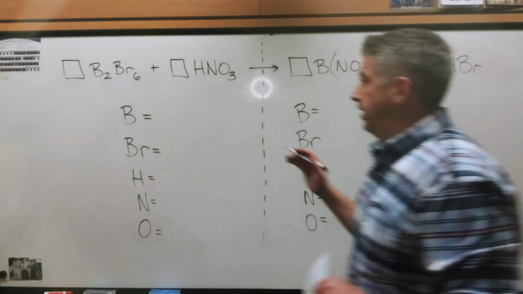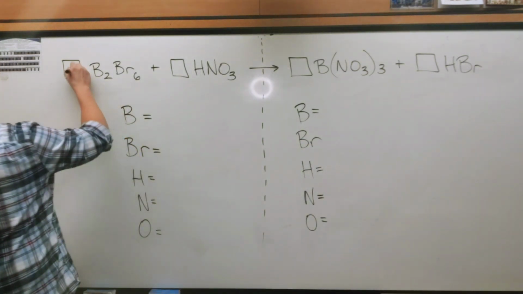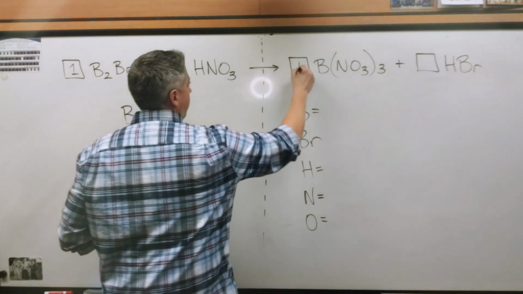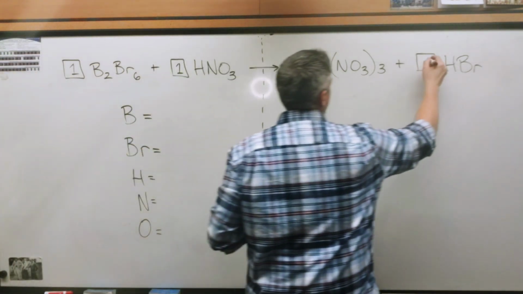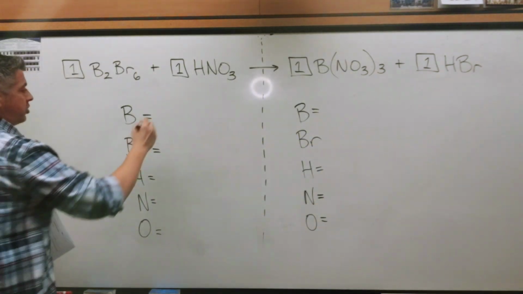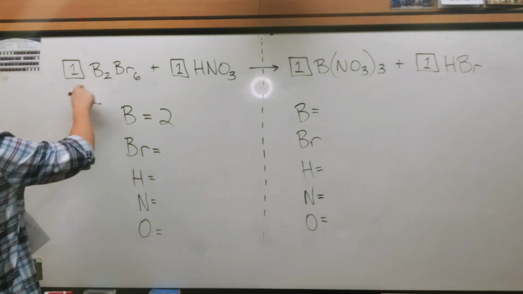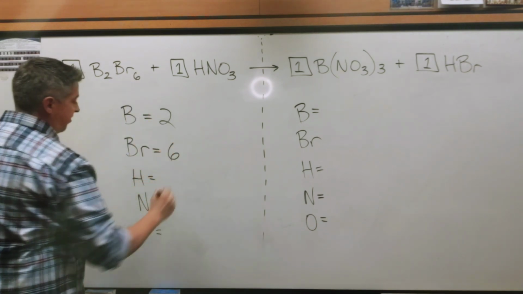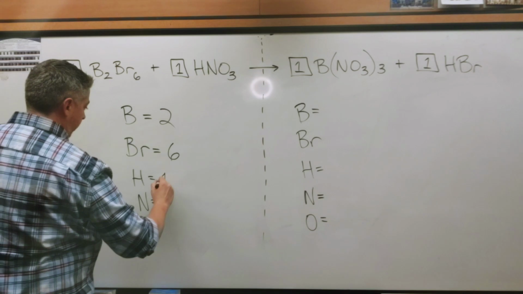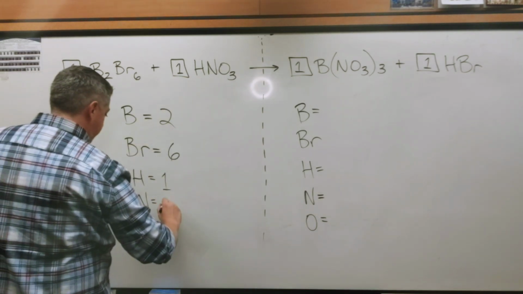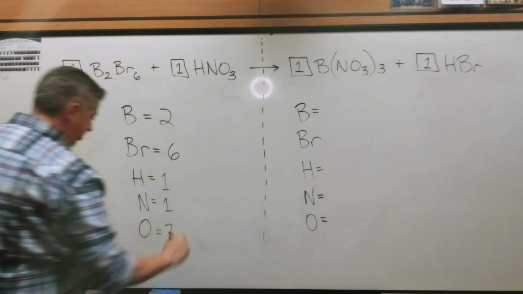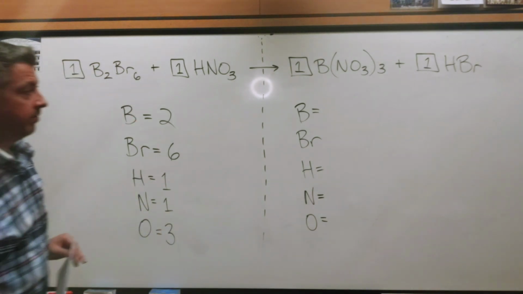Okay, let's get started. Let's put the number 1 in every box. 1, 1, 1, and 1. 1 times B2 is 2 B's. 1 times Br6 means there's 6 bromine, 6 Br. 1 times H means there's 1 H. 1 times N is 1 N. 1 times O3 means there's 3 O's. Let's move on to the right.